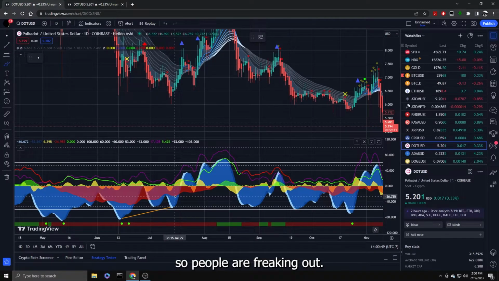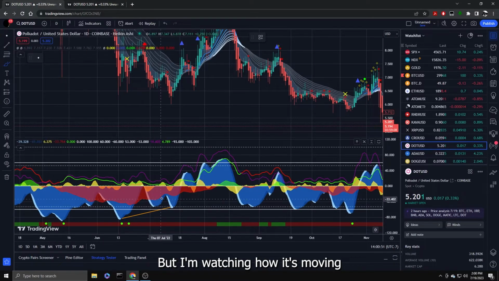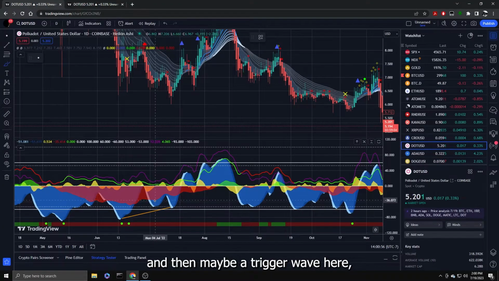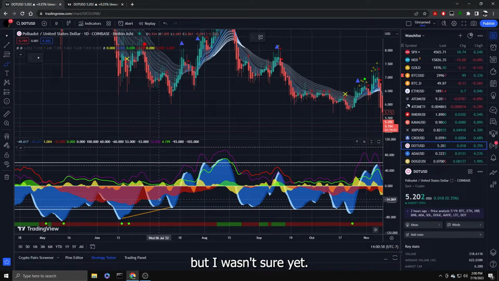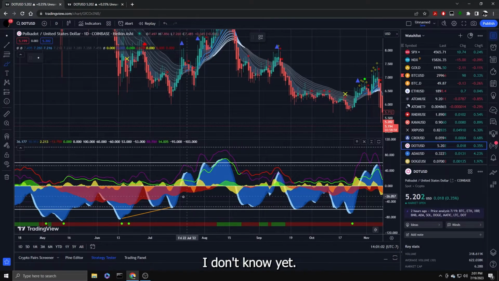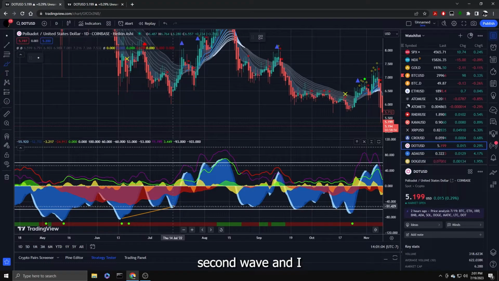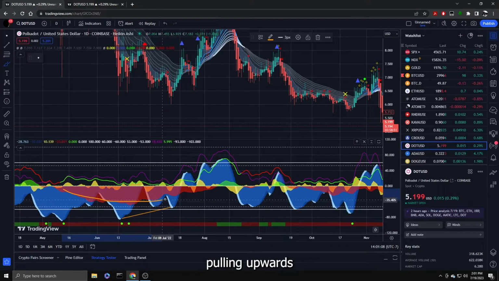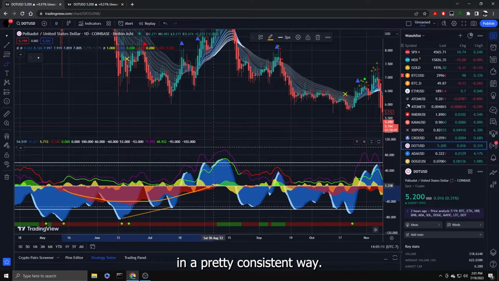It's in the red, so people are freaking out, but I'm watching how it's moving. And so I see an anchor wave. And then maybe a trigger wave here, but I wasn't sure yet. It was still kind of early in the cash flow. I was like, well, maybe it'll keep going down. I didn't know yet. But then I saw this second wave, and I go, okay, now I see the cash flow pulling upwards in a pretty consistent way.